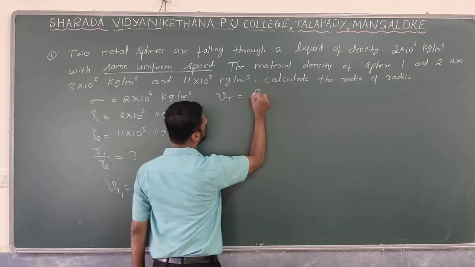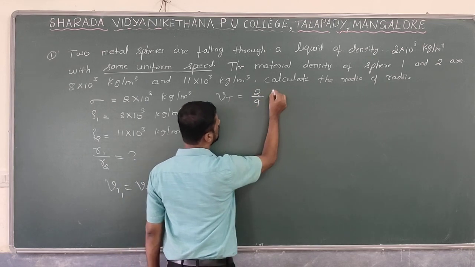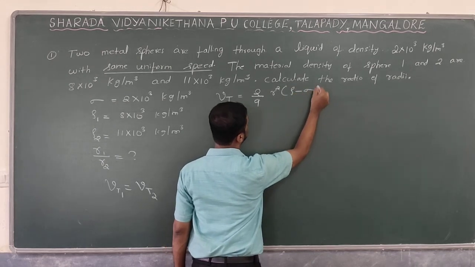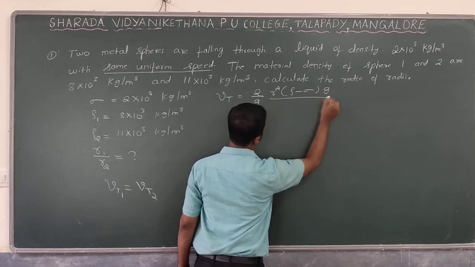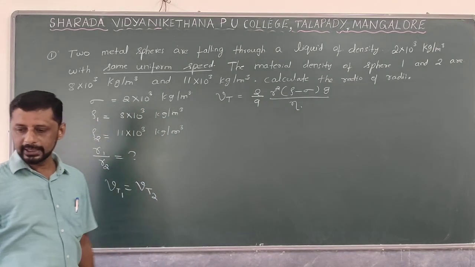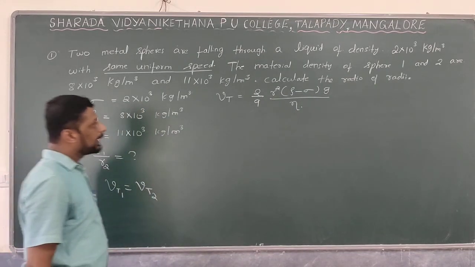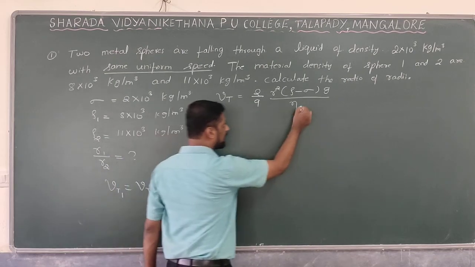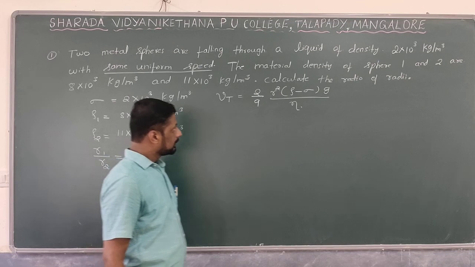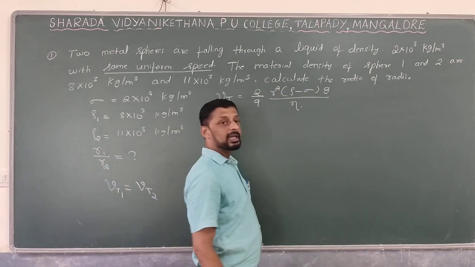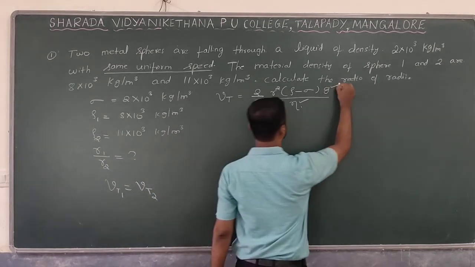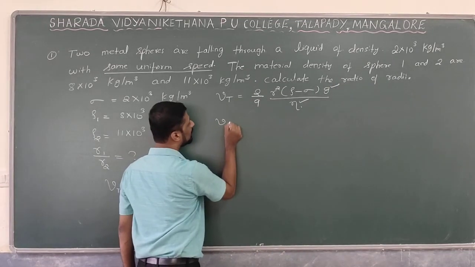Vt is equal to 2 by 9 into r square into rho minus sigma into g divided by eta. So 2 by 9 into r square into rho minus sigma into g divided by eta is the formula for terminal velocity. Both the spheres are moving in the same liquid. Eta is the same. The g value is the same. So I will write the formula once again.